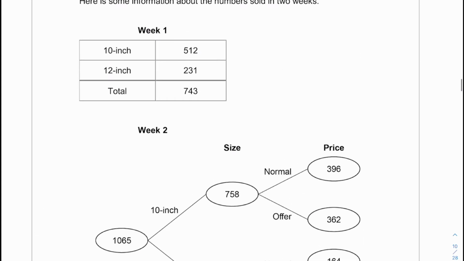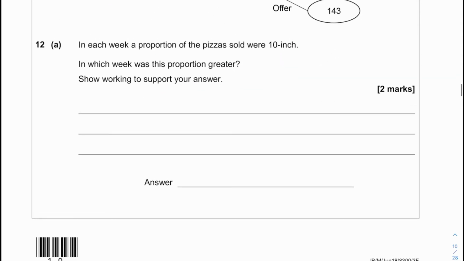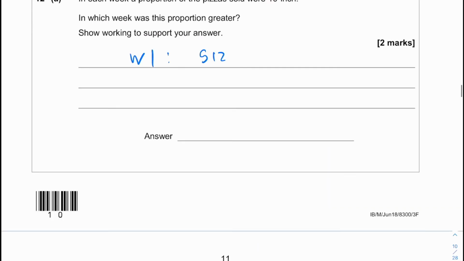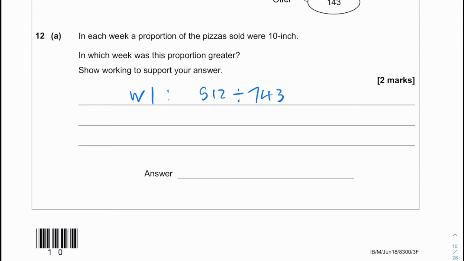Okay, so for week 1, the amount of 10 inches sold was 512. So we can say week 1, we've got 512 pizzas that were 10 inches out of a total of 743. So we can do 512 divided by 743 to find the fractional amount of 10-inch pizzas that were sold, and then to find a percentage we can do times by 100. Let me just grab my calculator. When we do this, what we get is 512 divided by 743 times by 100, and that is equal to 68.9%.